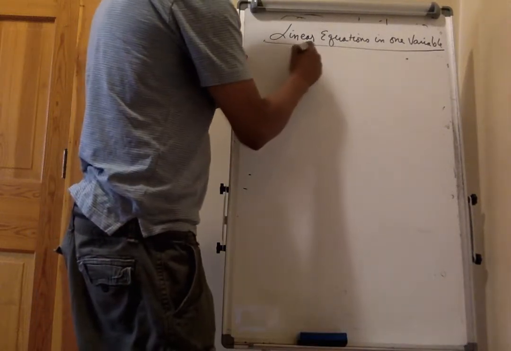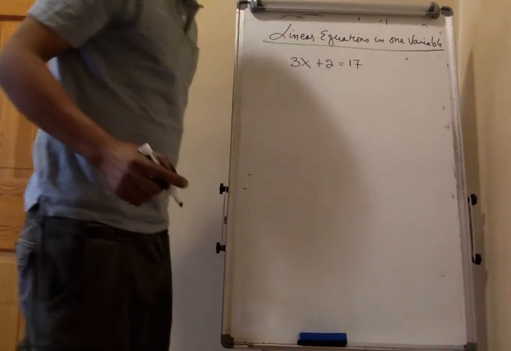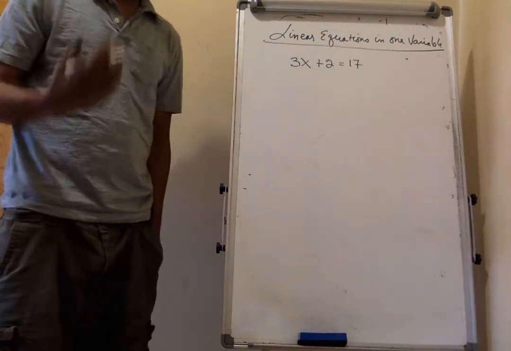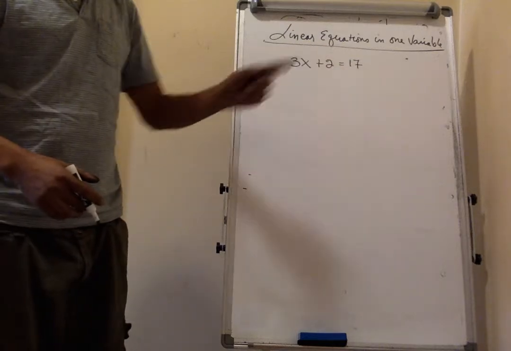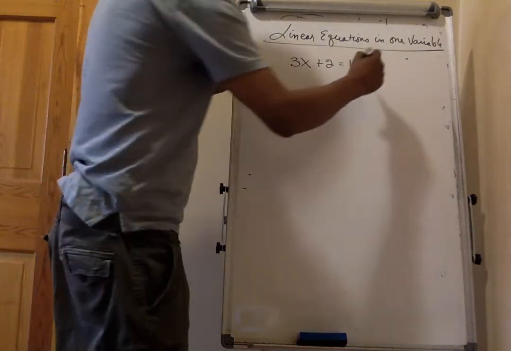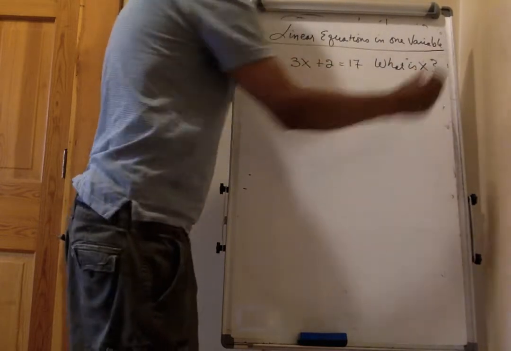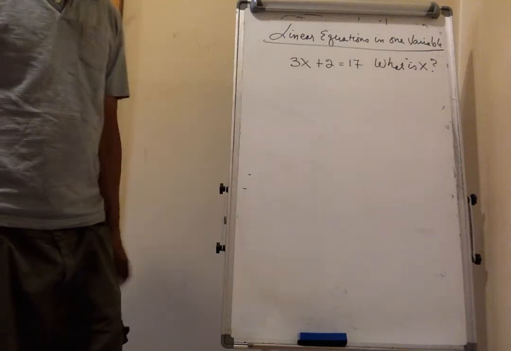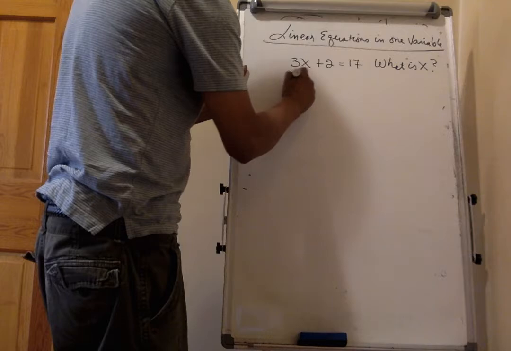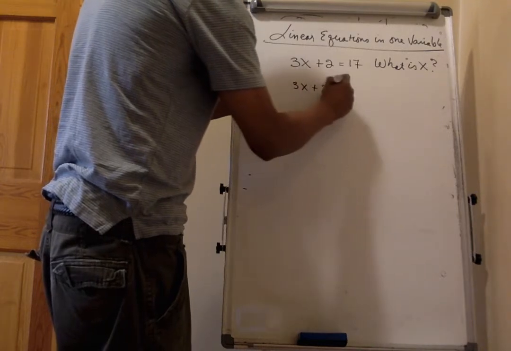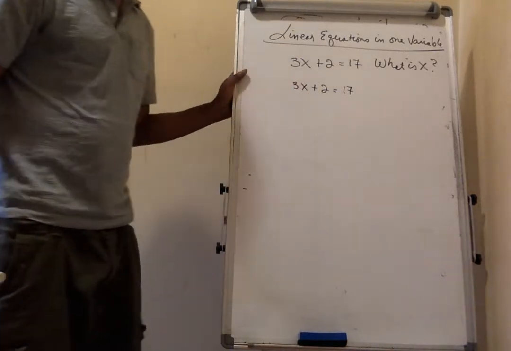Suppose you have 3x plus 2 is equal to 17. So meaning what? If we multiply some number by 3 and add 2 to it, you get 17. What is that number? You are asking yourself, what should x be so I can get 17? So it is a process that you are going to do. 3x plus 2 is equal to 17. Your task is to isolate x by itself.